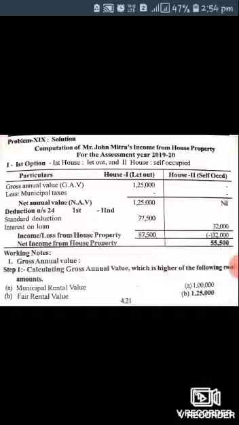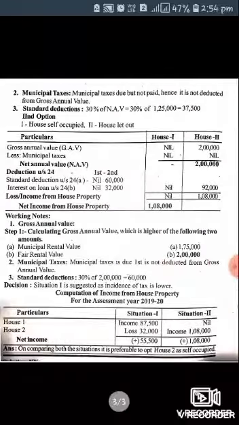Calculating the gross annual value, the higher of the following: municipal rental value is 1 lakh and fair rental value is 1,25,000. So the higher is 1,25,000, and municipal taxes are due but not paid, so they are not deducted from gross annual value. When the taxes are paid, only then is the deduction given. So standard deduction is 30% on gross annual value. So on 1,25,000, that is 37,500 is given as deduction.